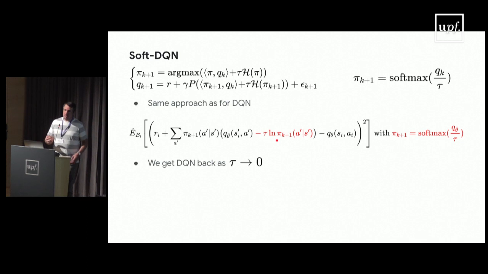The policy is not an explicit object. The policy is just a softmax of the Q function. So I have an update that depends only on my Q function, and I get a soft DQN just by changing the loss and keeping all the rest the same. And as the temperature goes to zero, we see that we get back to DQN in the sense that this term will disappear, and this term, which is a soft max, will converge toward a hard max, and it will be the max over actions in the end.